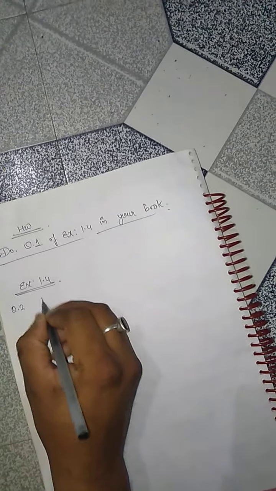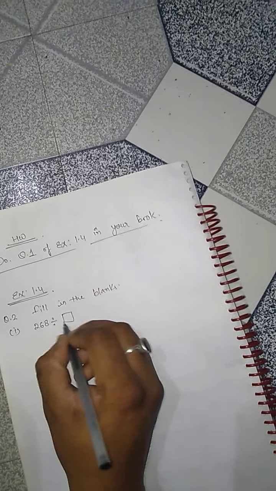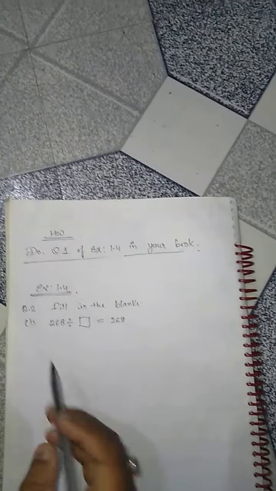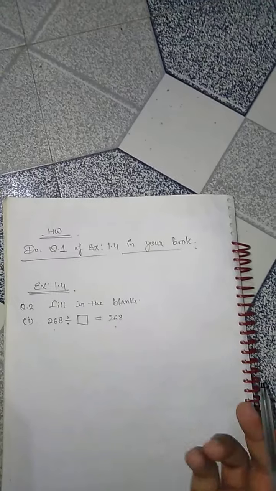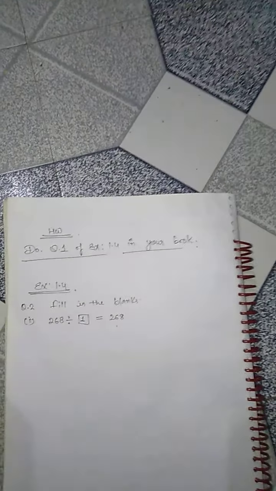Question number 2, fill in the blanks. 268 divided by which number so that we can get 268? By which number do we divide 268 so that we get the quotient 268? It is only possible by 1. If we divide any number by 1, we get the same number as the quotient. Okay.